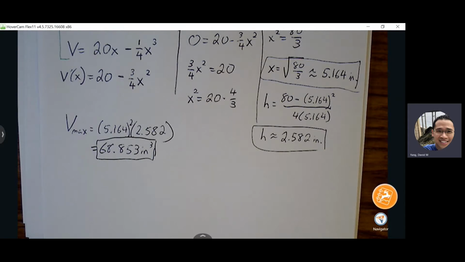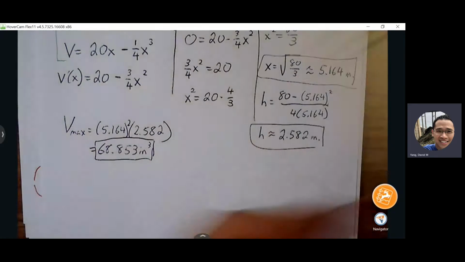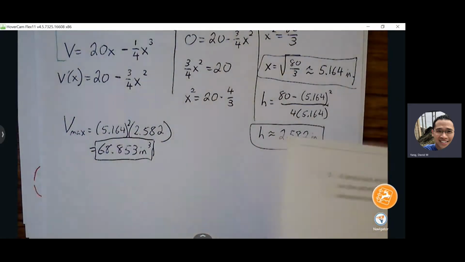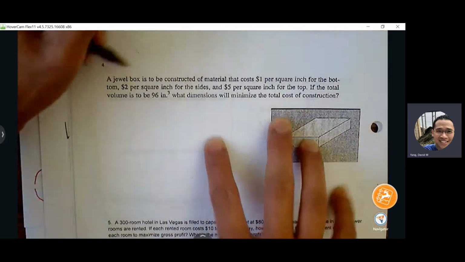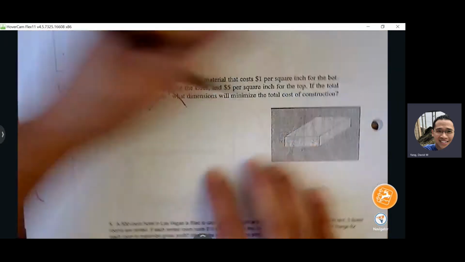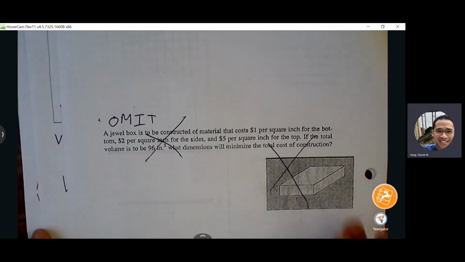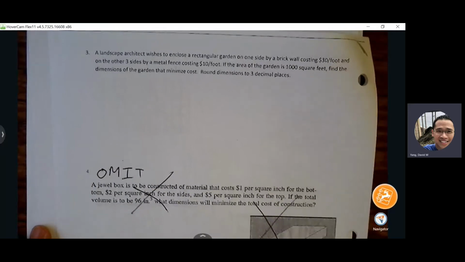Questions there? Okay, let's do another optimization problem. If you go to page 4, the last page, and by the way, if you're practicing problems, omit this one. This is too much here, so don't worry. If you're doing extra problems, don't do this one. Let's do number 3. This is on the last page.